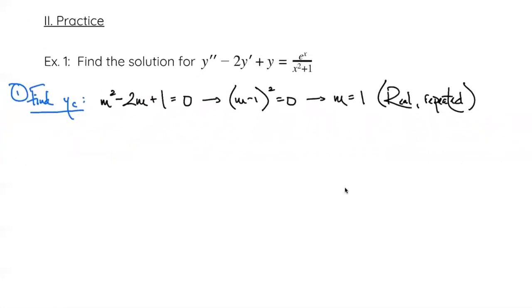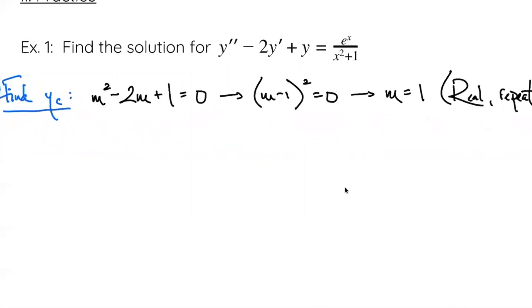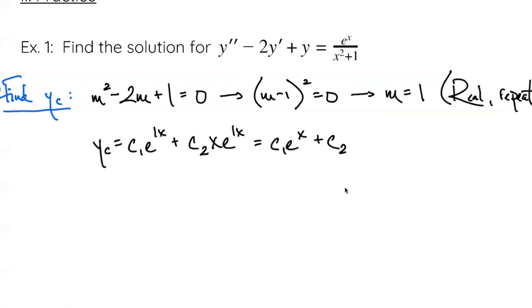This allows us to go ahead and find our y sub c. So we'll look back into our notes to find out which form this is, and we'll end up with c1 e to the 1x plus c2 x e to the 1x. And we don't have to write the ones because they're ones. So we could simply write c1 e to the x plus c2 x e to the x.